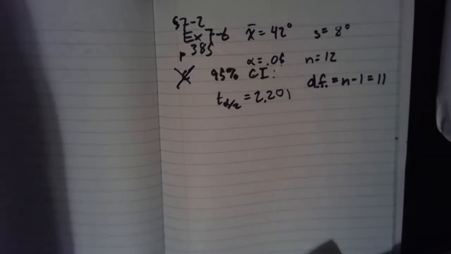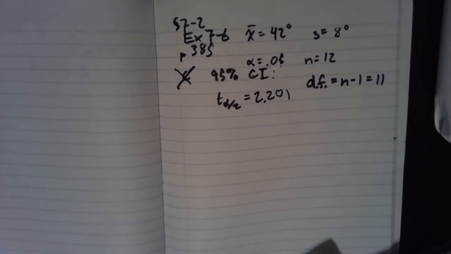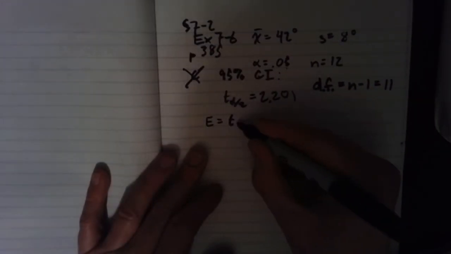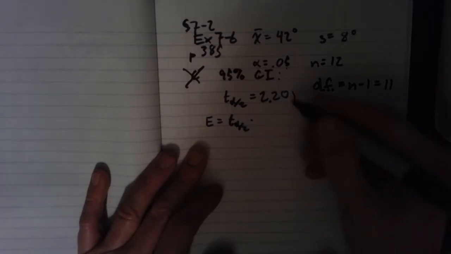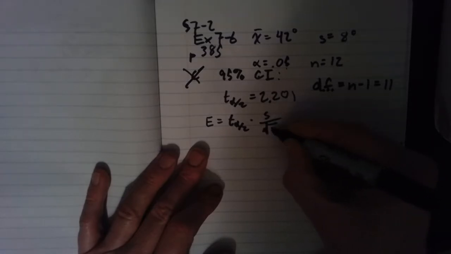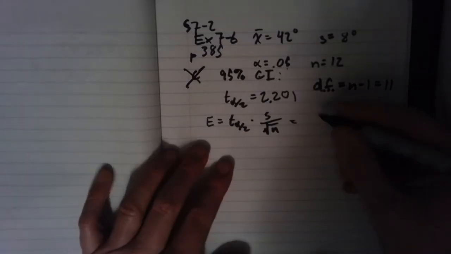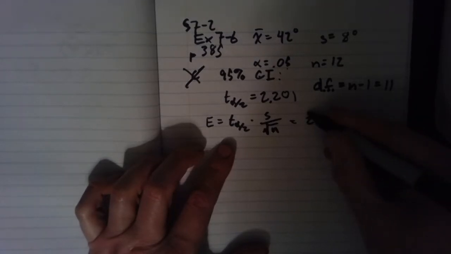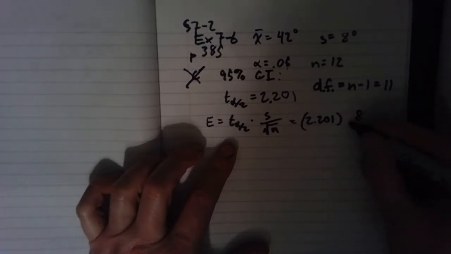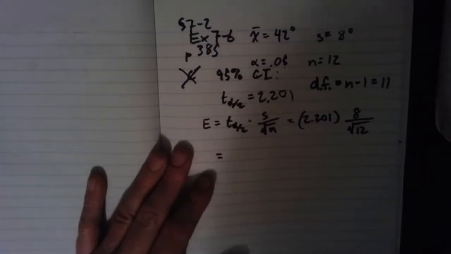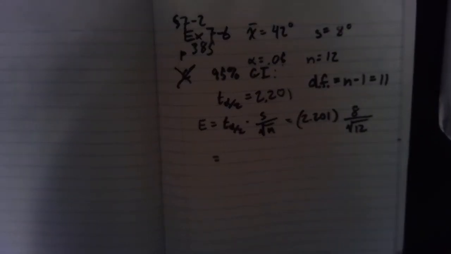Okay. All right, what's next? We have to go ahead and construct our margin of error. So the error bound is going to be our t subscript alpha over 2 critical t value, times s divided by the square root of n. Okay, so here we got 2.201 times 8 in place of s, divided by the square root of 12. And I'll pause briefly to ask my calculator what that says.